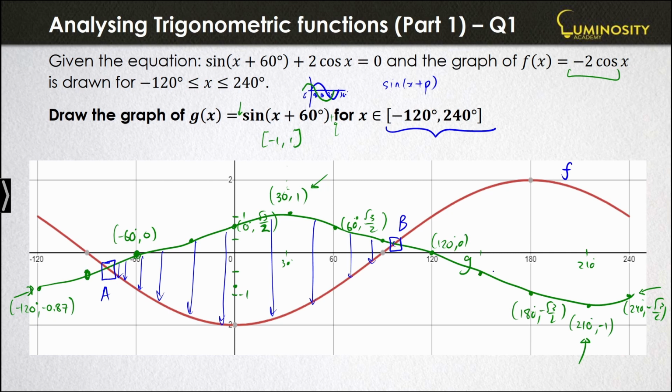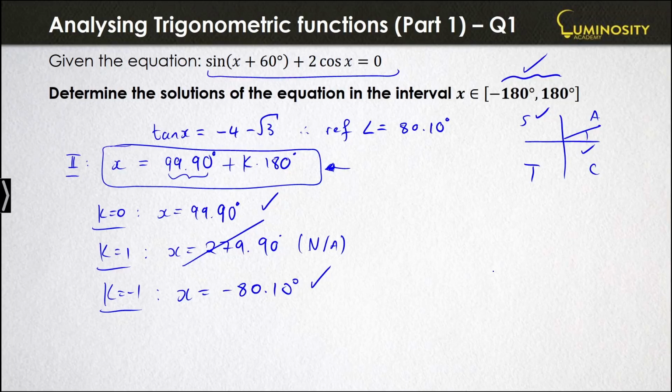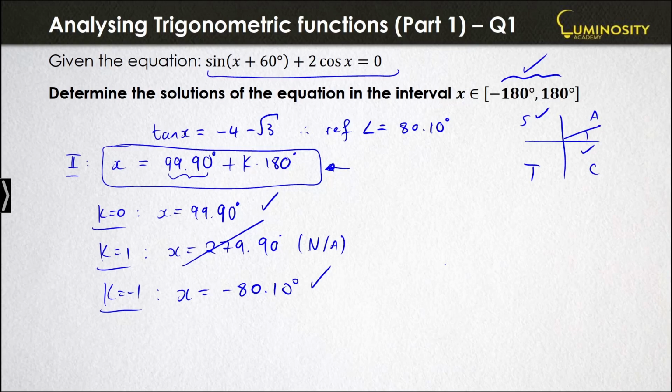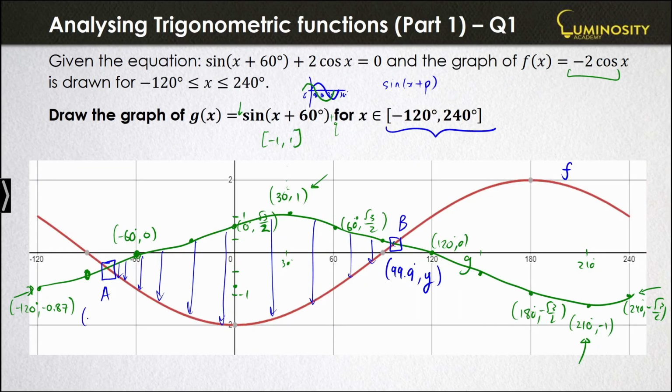Those two intercept values, did we find them? If we go back, we actually did. 99.9 degrees, and a y value, which I'll just call y1, because we don't need that right now. We're interested in the x values. And then the other one was negative 80.1 degrees, and another y value, y2. So we know the x coordinates for A and B there.